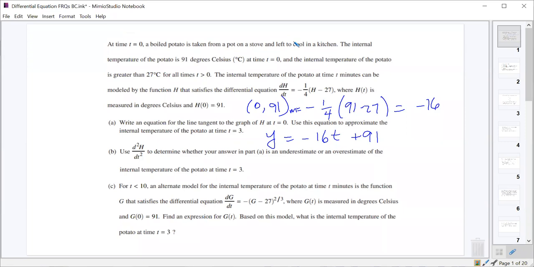Okay. And then approximate the internal temperature at t equals 3. What does that come out to be? 43. That seems good to me, right? 91 minus 48 is 43. 43 degrees Celsius. Everyone is good with that?